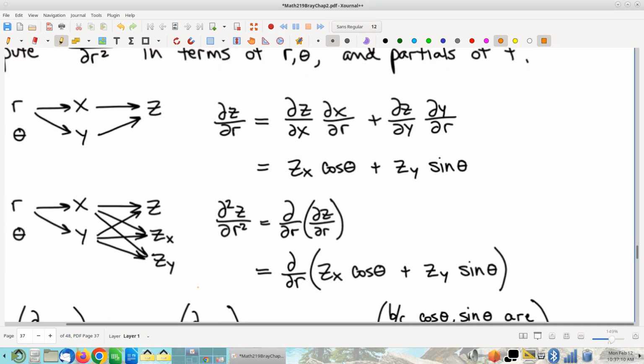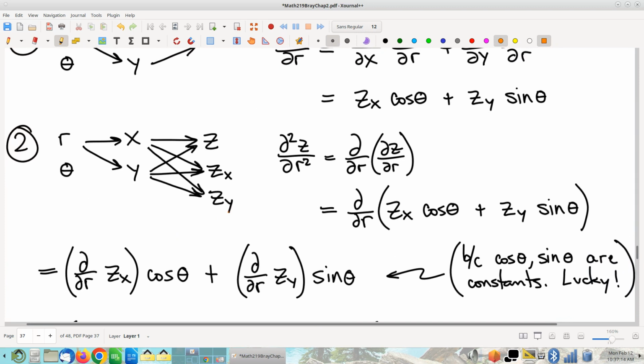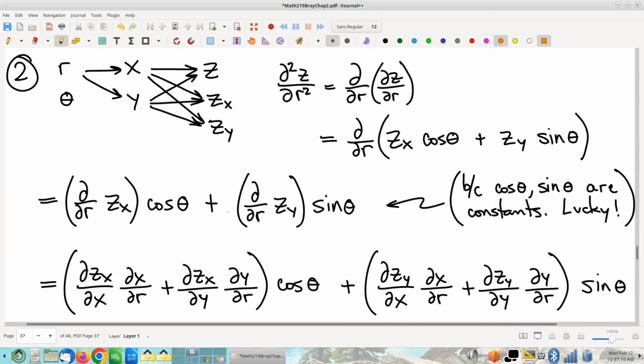Back to zooming in. There we go. How are we going to take the r partial of z_x cosine theta? Now, the first thing I'm going to do is make the observation that cosine theta is a constant for these purposes. Now, how did I know that? What was the giveaway that for this part of the calculation, cosine theta is a constant?